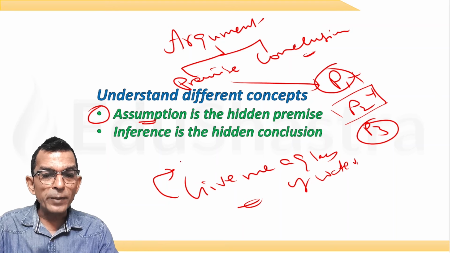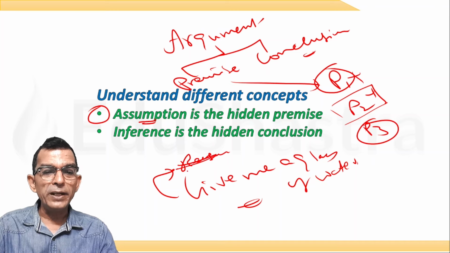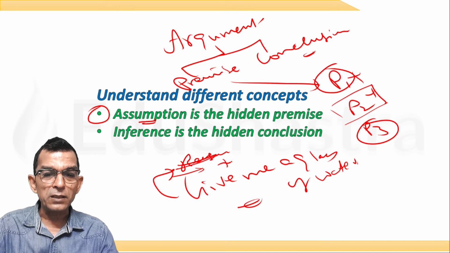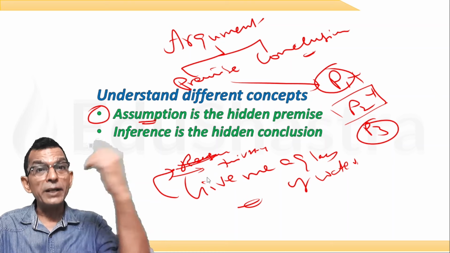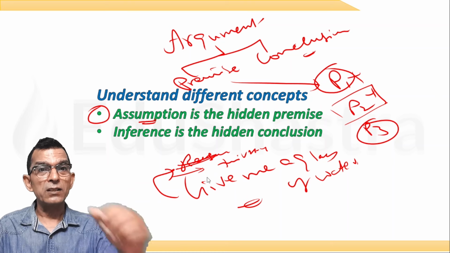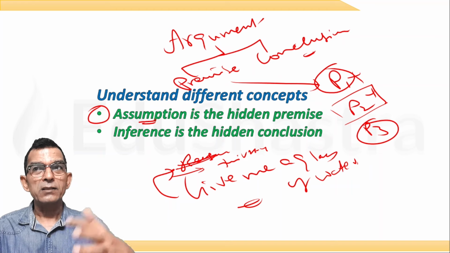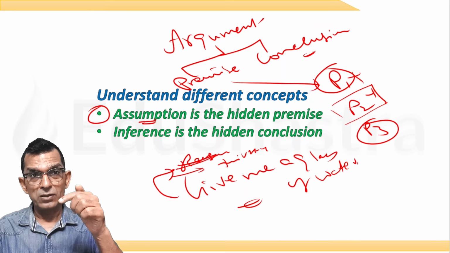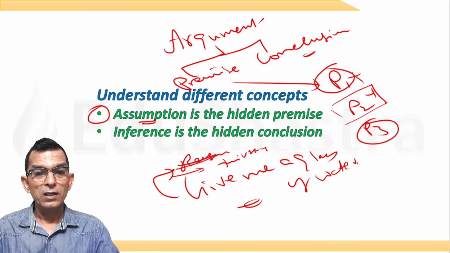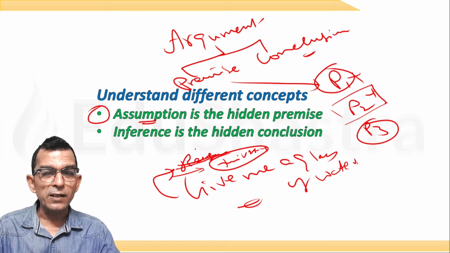So I don't have to give him a reason. The reason I can keep hidden. I don't have to speak. Give me a glass of water. Immediately you understand that he must be thirsty. So the author thinks that the reader will know that he is thirsty. How? Give me a glass of water. The author thinks the reader will think that because the author is thirsty, he is asking for a glass of water. So this thirsty need not necessarily be mentioned.